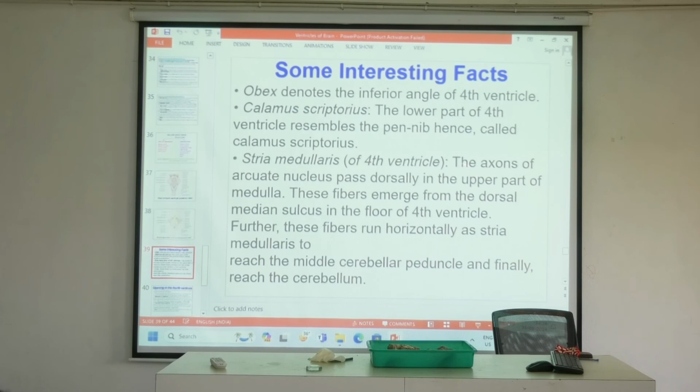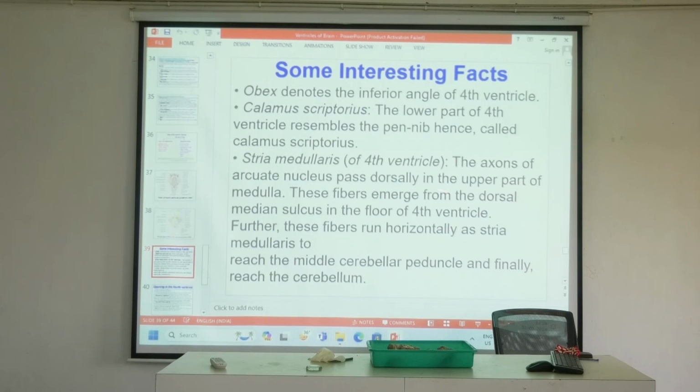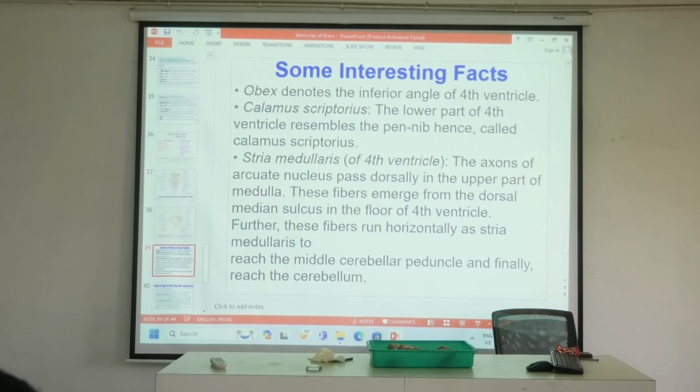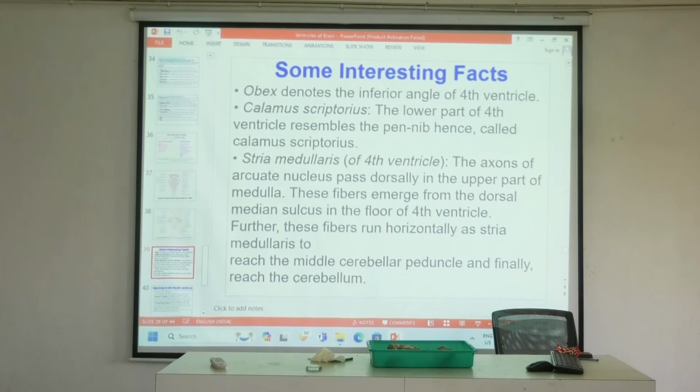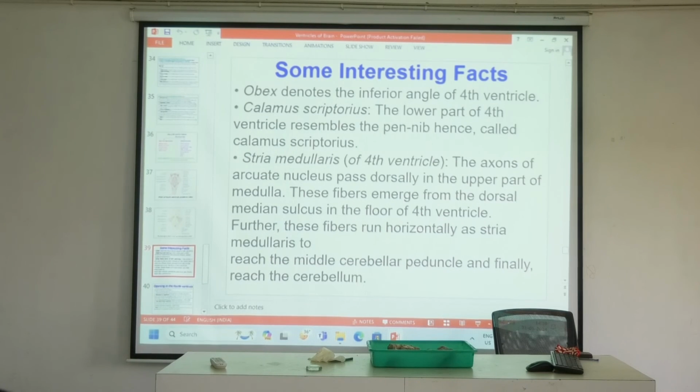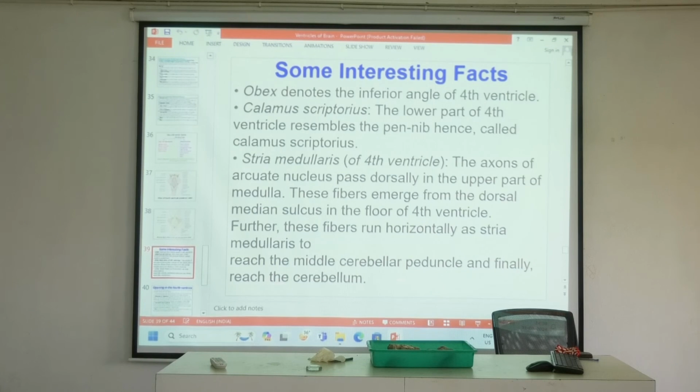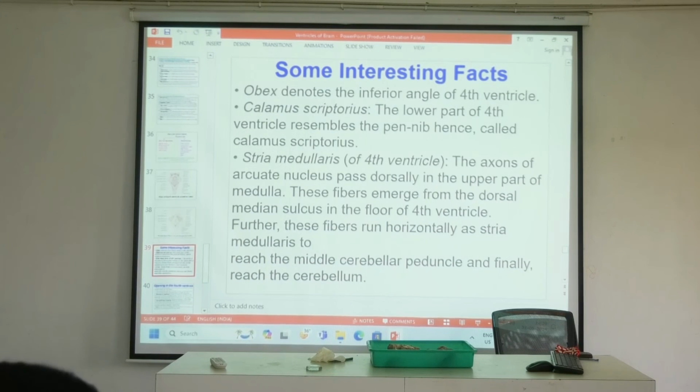Stria medullaris of the fourth ventricle. Axons of the arcuate nucleus pass dorsally in the upper part of the medulla, and these fibers emerge from the dorsal median sulcus in the floor of the fourth ventricle. Further, these fibers run horizontally as the stria medullaris to reach the middle cerebellar peduncle and finally reach the cerebellum.